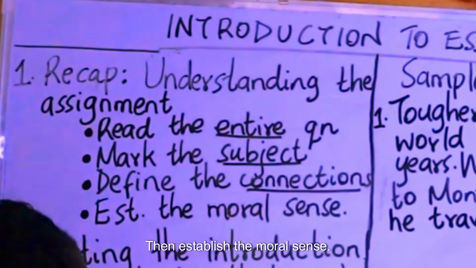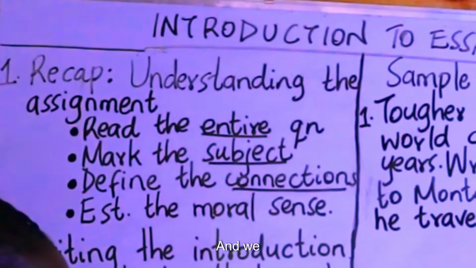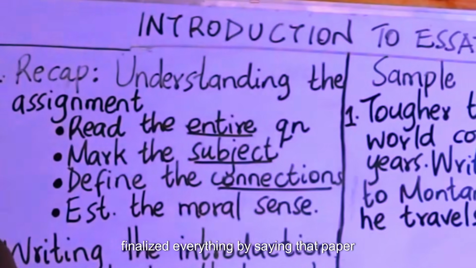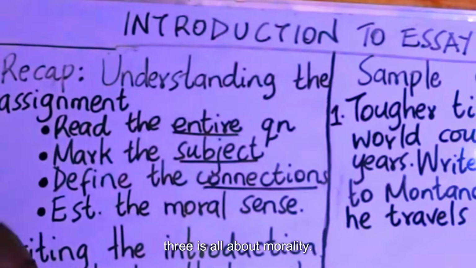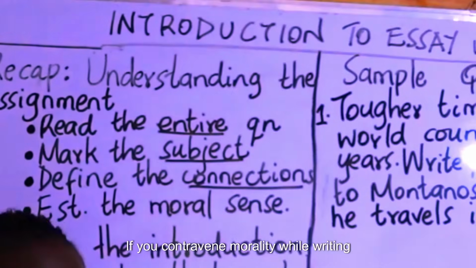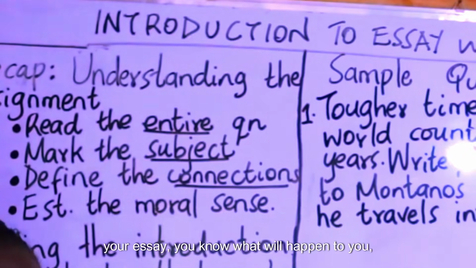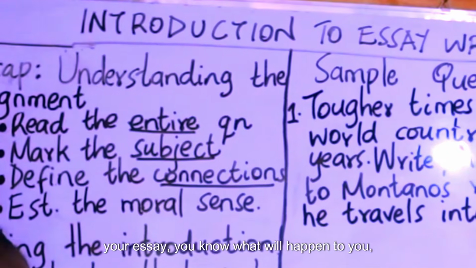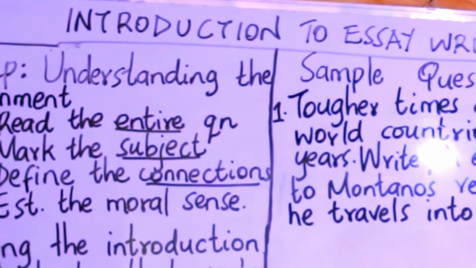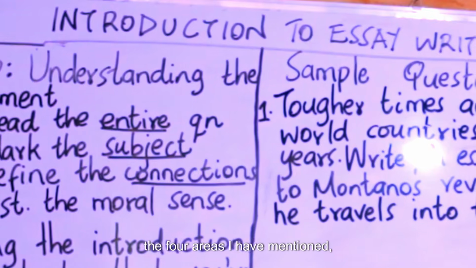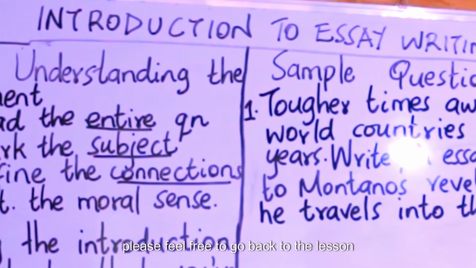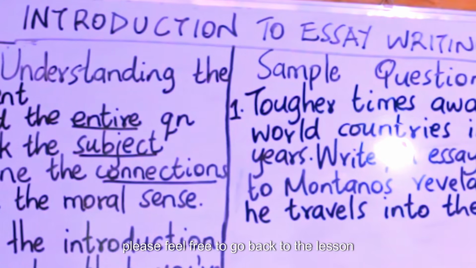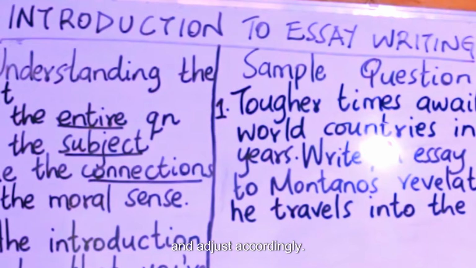Then establish the moral sense. And we finalized everything by saying that paper 3 is all about morality. If you contravene morality while writing your essay, you know what will happen to you. -4 marks. If you have a problem understanding any of the 4 areas I have mentioned, please feel free to go back to the lesson and adjust accordingly.